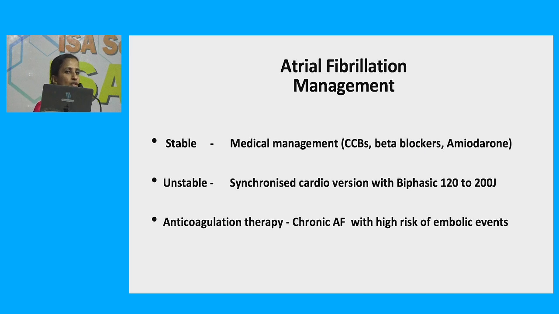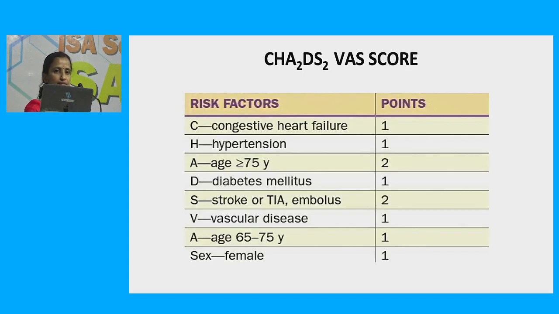Okay, initially it was only CHADS. VASc has been added recently. So before starting anticoagulants, you look for the CHA2DS2-VASc score. Each has been given an appropriate score. If the score is more than or equal to 3, you need to start anticoagulants.